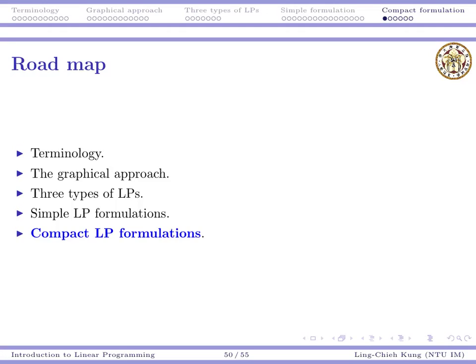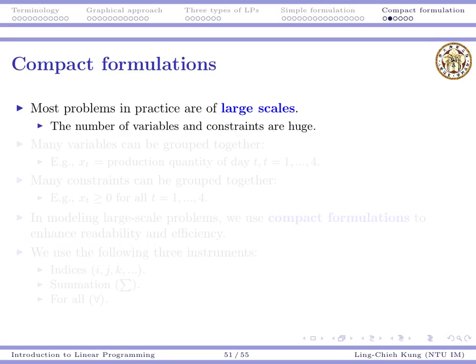Okay, so we have talked about two examples of LP formulations. The last thing we want to tell you is about compact formulations. This will be required for big problems. Most problems in practice are of large scale. That means the number of variables and the number of constraints are really huge. And if we still use the old way for formulating problems, then we need to write too many things down.